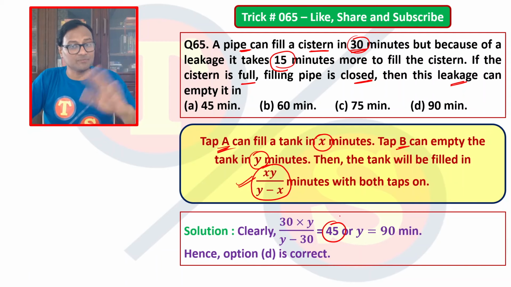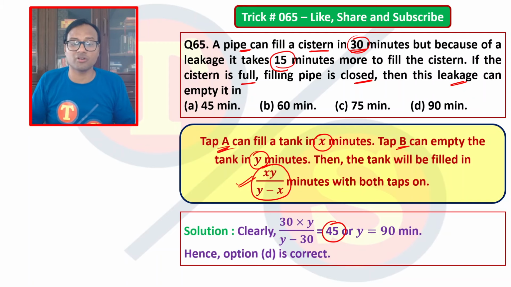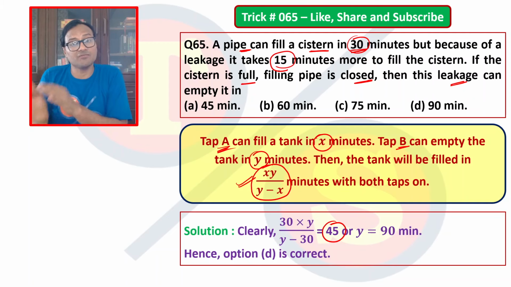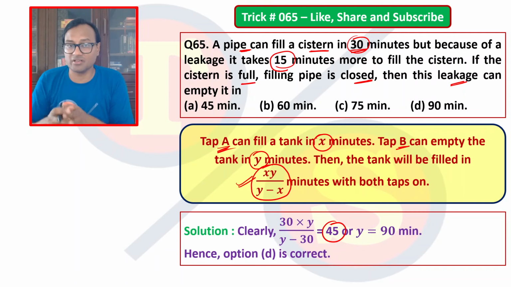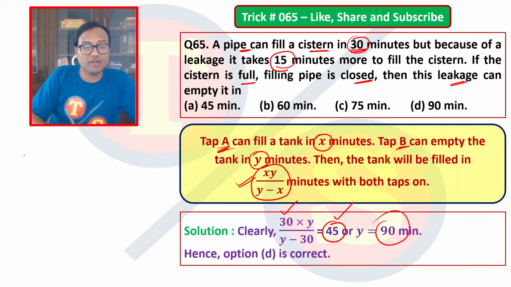If the pipe and leakage, tap A and tap B, both are working, then the overall time is 45. But if only the filling pipe works, and the leakage is closed, then the time will be 30 minutes. So the value of x is there, overall time is also there. Solve it and you will get the value of y. Here again you can apply the new method.